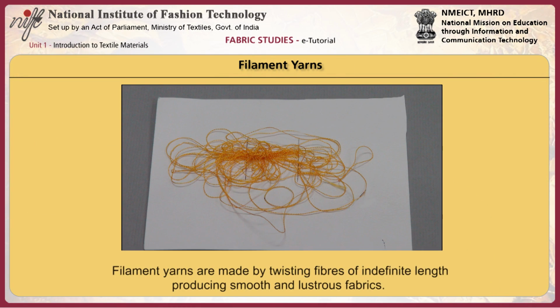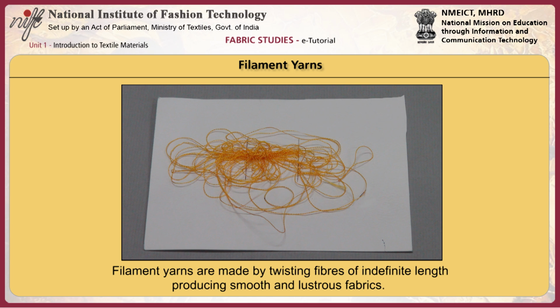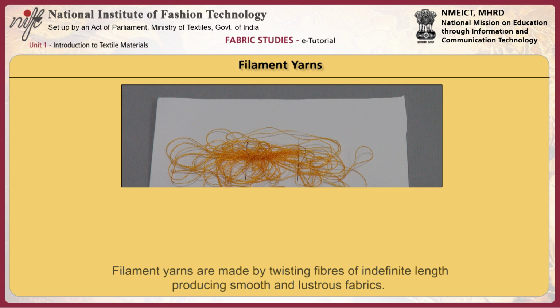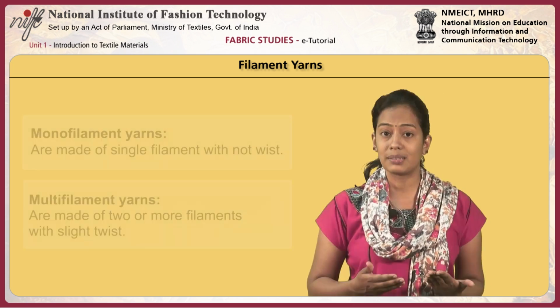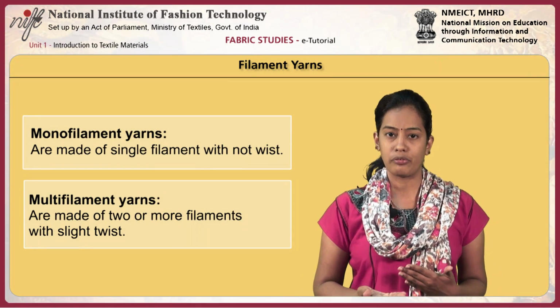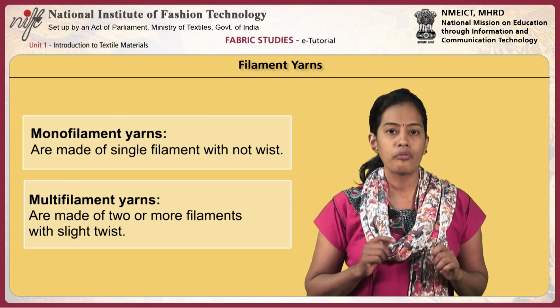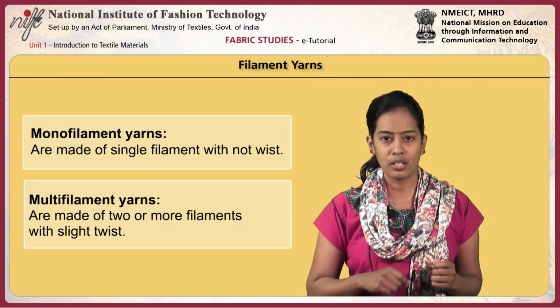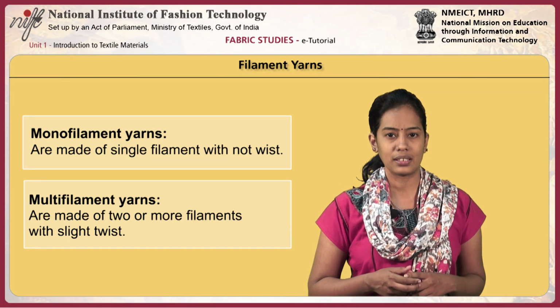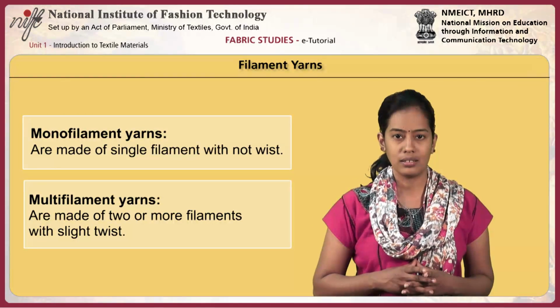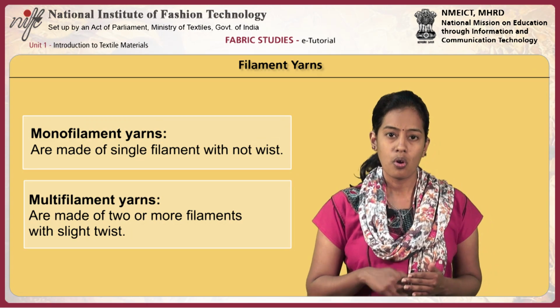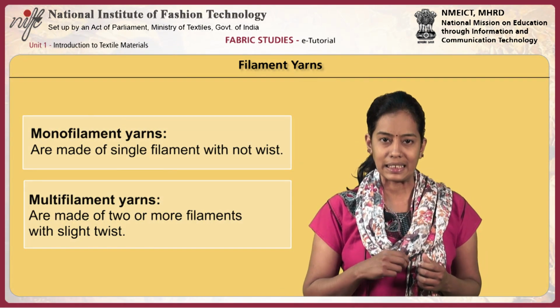Filament yarns are made by twisting fibers of indefinite length. They produce smooth and lustrous fabrics. Fiber strength is utilized effectively and hence they are stronger than spun yarns. Filament yarns may be monofilament or multifilament yarns. Monofilament yarns are made of a single filament with no twist. Multifilament yarns are made of two or more filaments with slight twist.